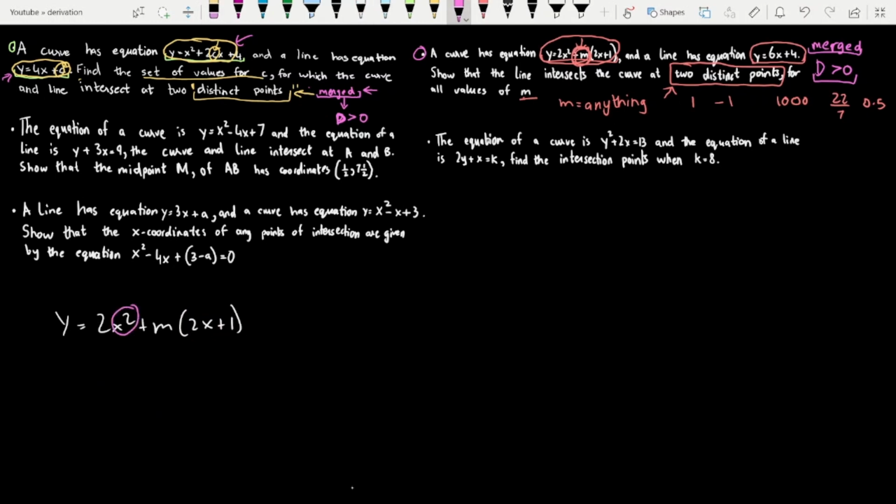Point is, it has that x squared. We know that that is what a quadratic is. It has an x squared term. It's just not in any of the forms we recognize. So that's no problem. Don't worry about that for now. And this is the equation of the line.